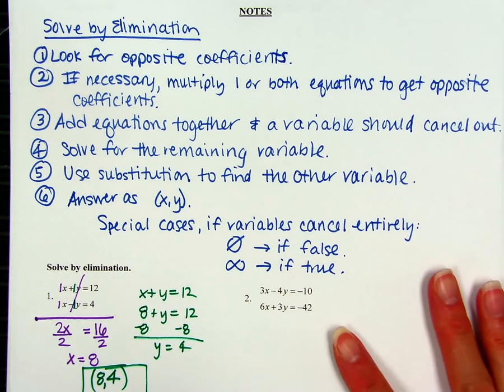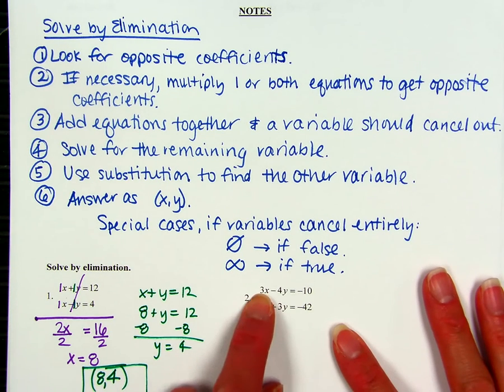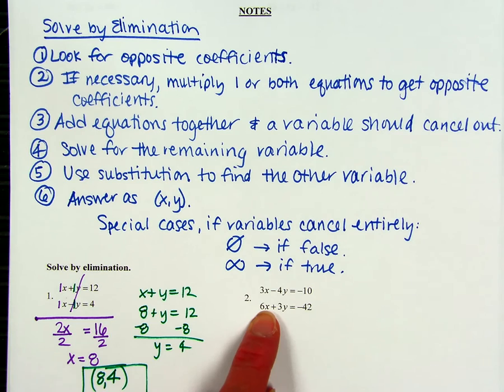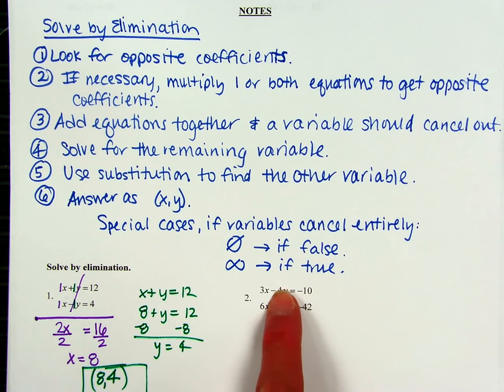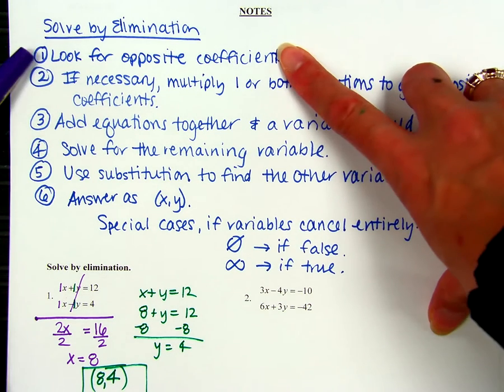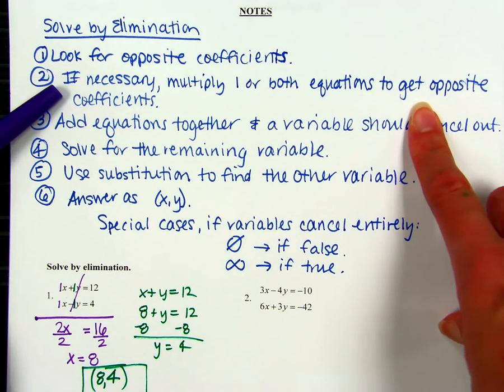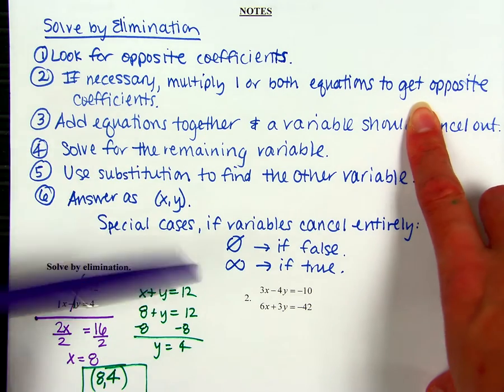Okay, so now we're going to move on to problem 2. We're looking for opposite coefficients. 3 and 6, those are not the same number. 4 and 3, those are not the same number. We have a negative one and a positive one, but they wouldn't cancel out to 0 if we were to just add them together. So in this case, we're going to look for opposites. We don't have that just yet.